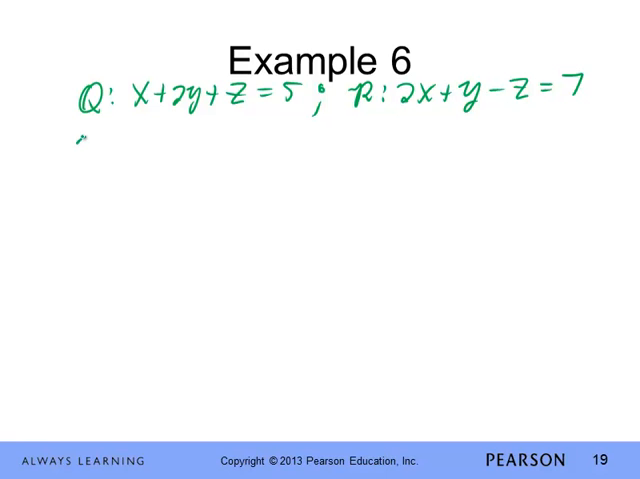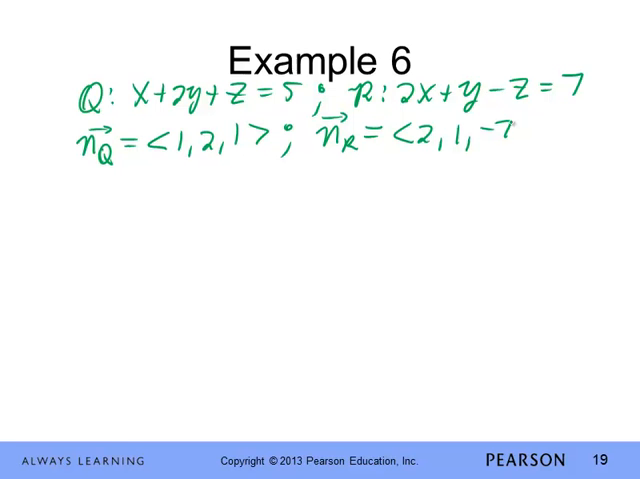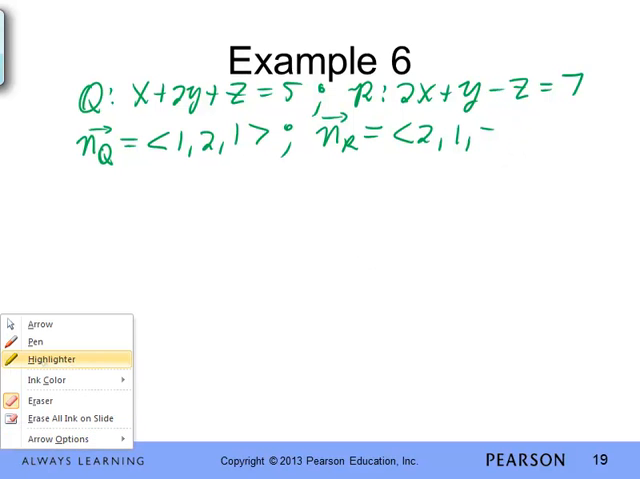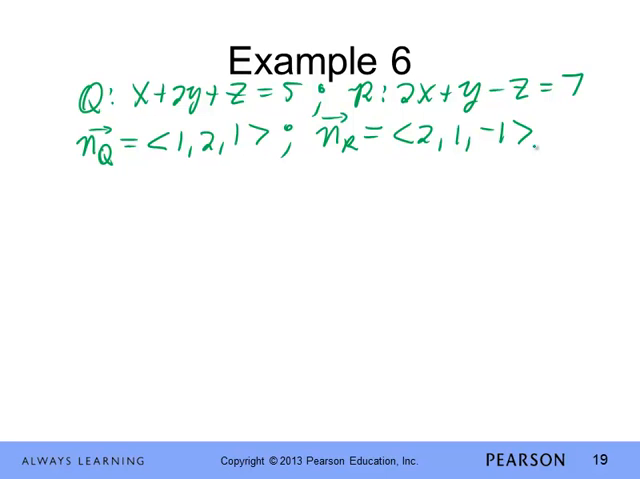Let's go ahead and get our normal vectors. N sub q is equal to 1, 2, 1. We need a normal vector for R: 2, 1, negative 1. Go ahead and take the cross product, N sub q crossed with n sub r.